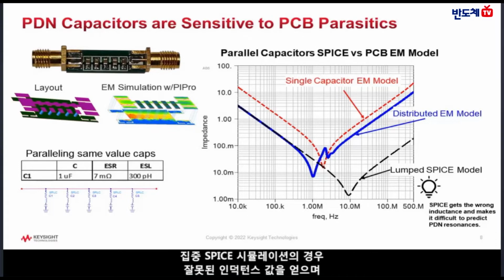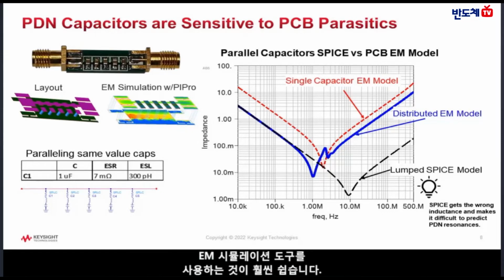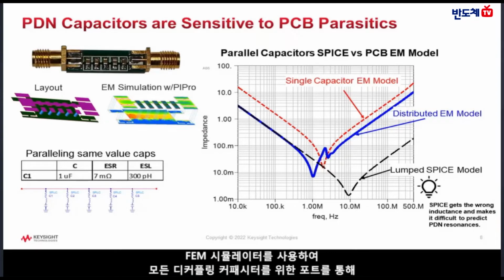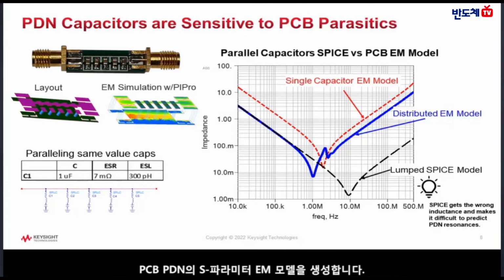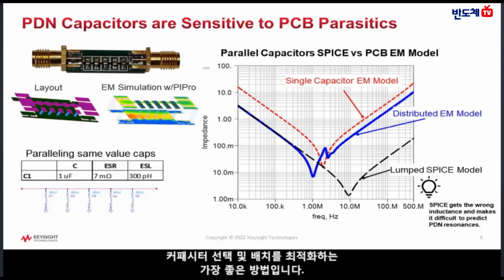The lumped SPICE simulation gets the wrong inductance and makes it difficult to predict PDN resonances. The SPICE simulation can get it right if we knew what parasitics to add between components, but it is much easier to use an EM simulation tool. The PathWave ADS PI Pro EM simulation tool uses an FEM simulator to generate an S-parameter EM model of the PCB PDN with ports for all of the decoupling capacitors. This EM model that includes the PCB parasitics and capacitor models is the best way to optimize the capacitor selection and placement.